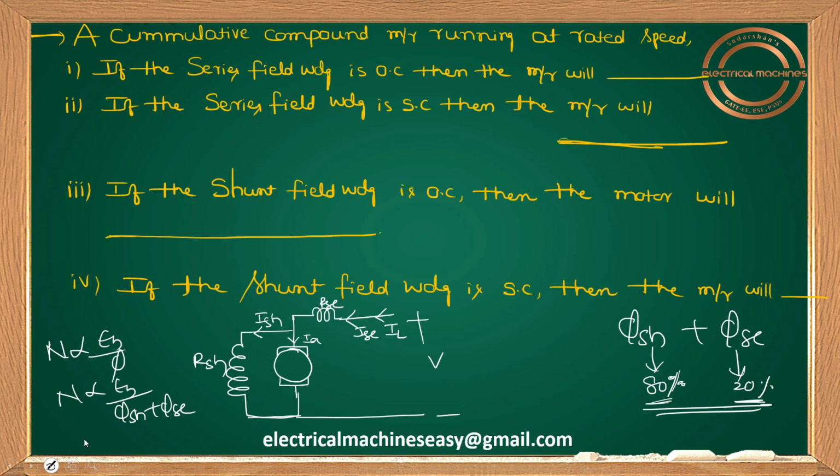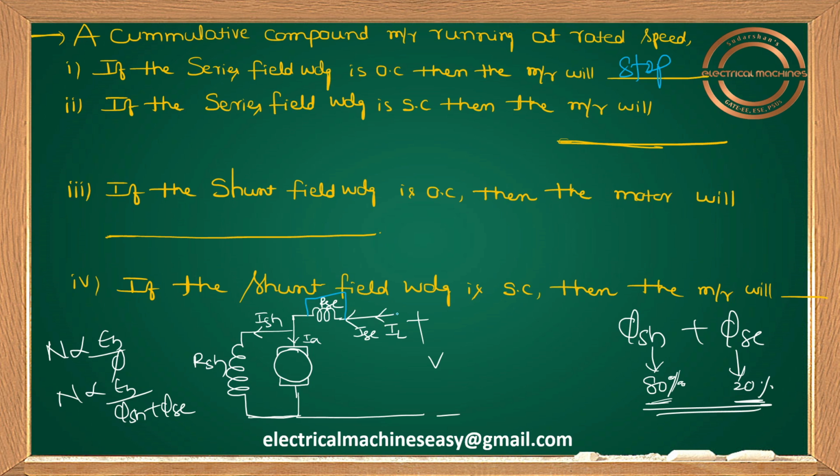If the series field is open circuited, there is definitely no current coming here. To be frank, no current enters the armature winding. Whenever the series field winding is open circuited, obviously no current enters the armature, so your motor will stop. Simple. Next, if the series field winding is short circuited, try to understand. Short circuit means something very simple here.